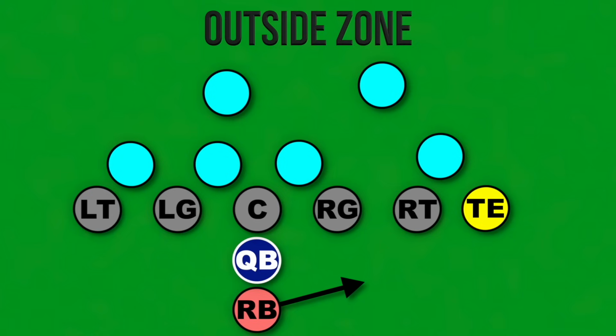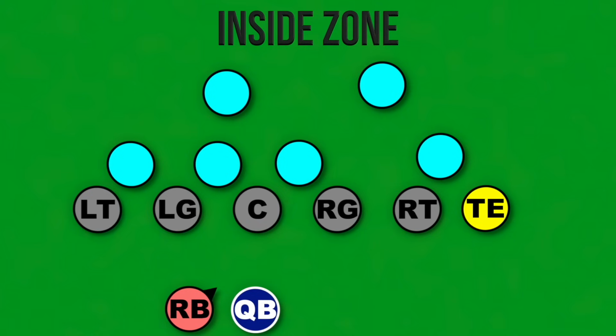Outside zone attacks off tackle and then works back inside to the cutback lanes. Inside zone attacks the play side B gap and then the backside A gap if the B gap is covered. Zone runs require running backs to have really good vision because there are several gaps that they can choose.